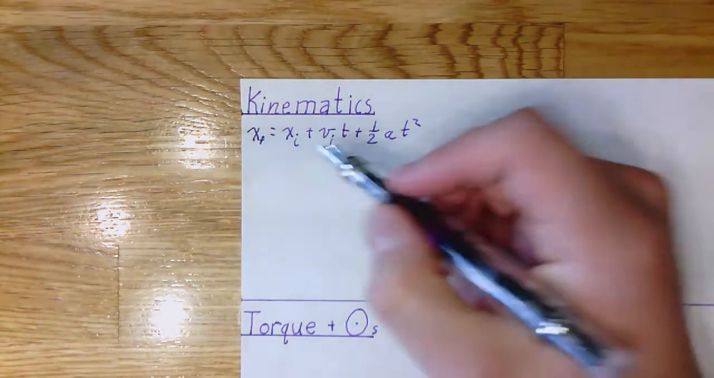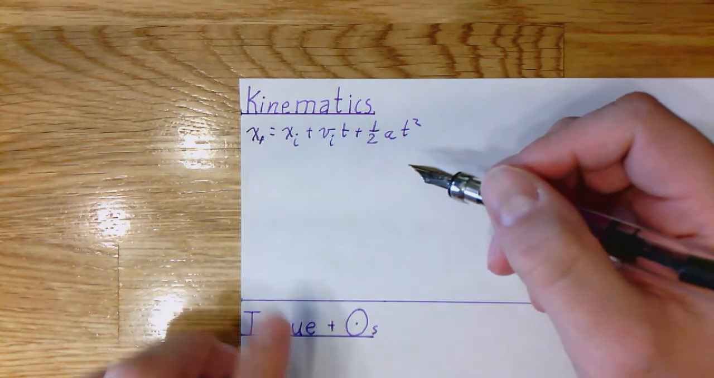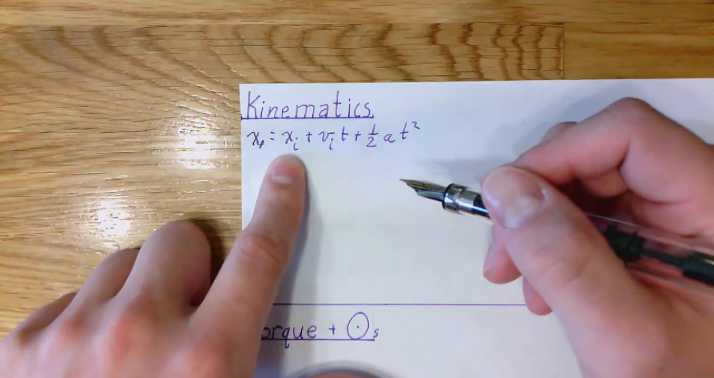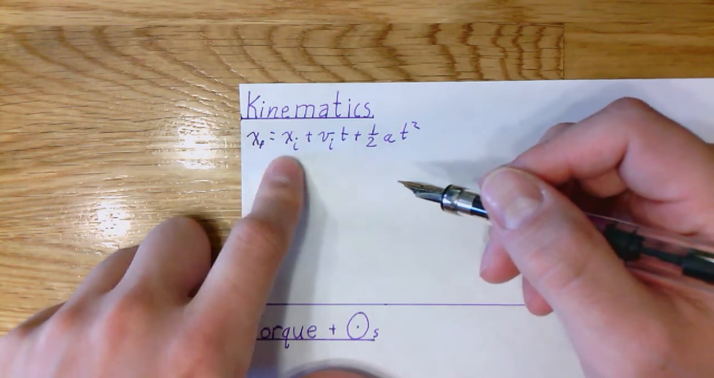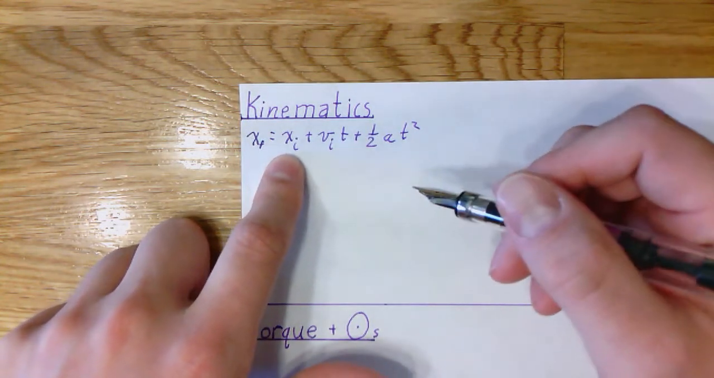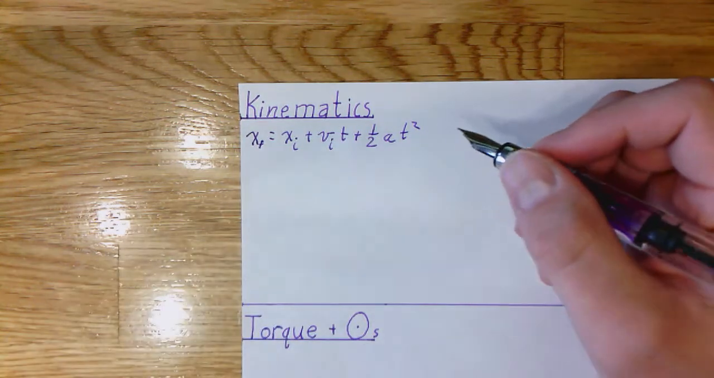Remember, you don't have to have a number for all of these. Oh no, Mr. Barton, they didn't tell me where the object starts. All right, it's 0. You get to pick it 0, right? You're a physicist. You can do what you want.